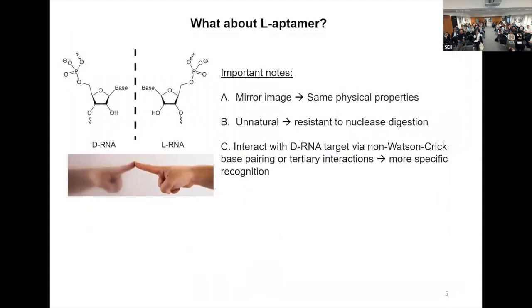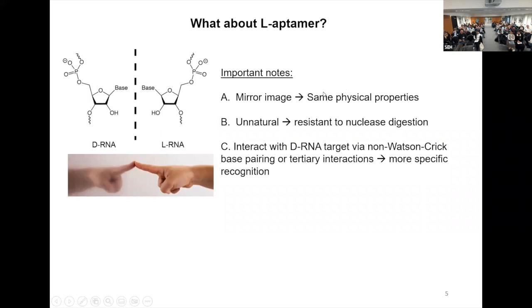So when I started my group in 2016, I asked the question: can we develop L-aptamers to do this? Some important notes, and we'll come back to these points later on. Naturally occurring RNA is in the D form, so it is a chiral biomolecule. The unnatural form is the L form, shown here. They are just mirror images of each other.